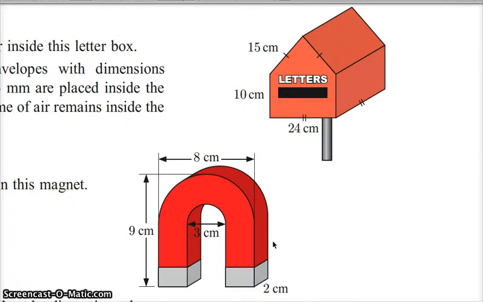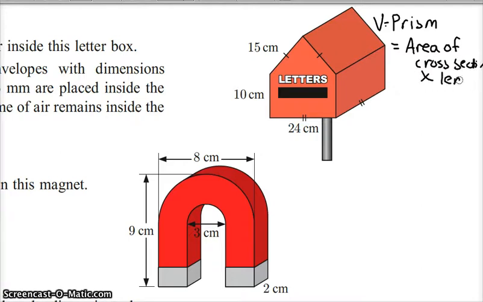Okay, so remember that if it's a prism, and we're looking for the volume of that, what we can do is find the area of the cross section times by the length. Okay? Does that ring some bells for you? I know we've had a few days off. So area of cross section.